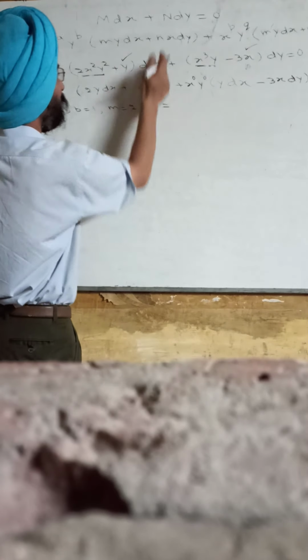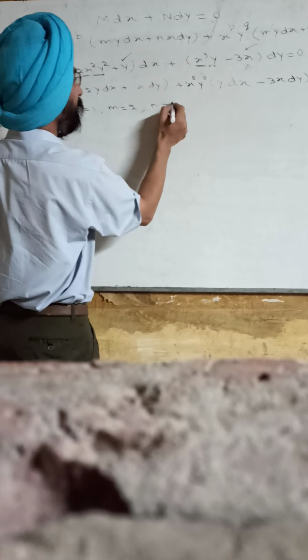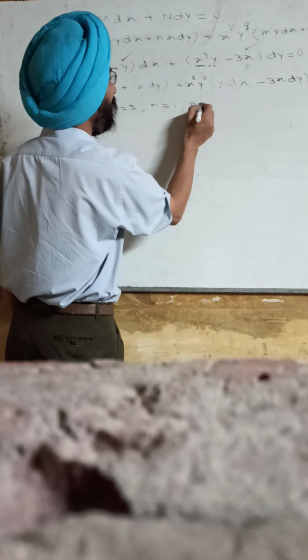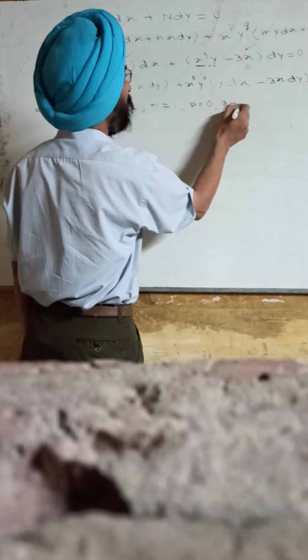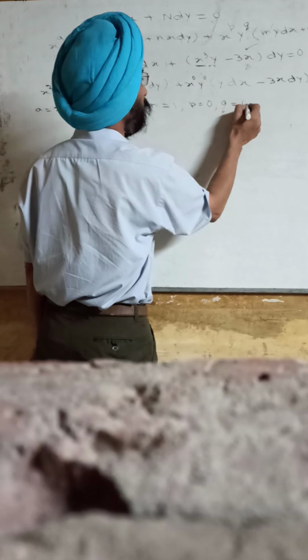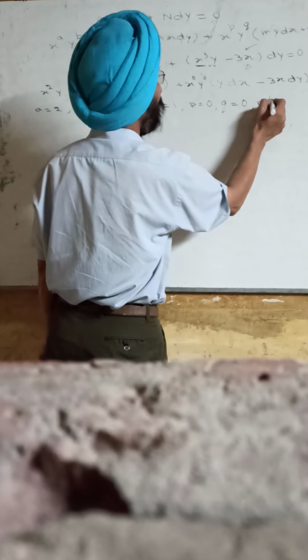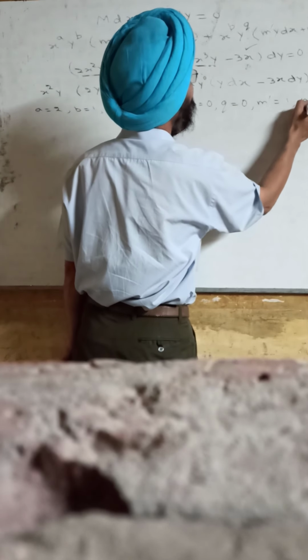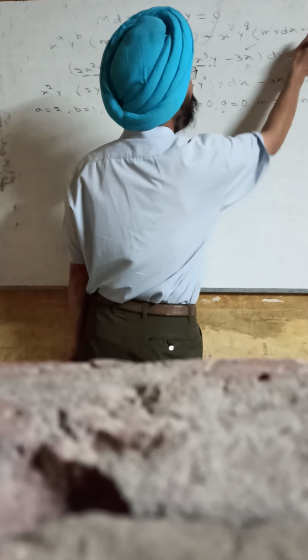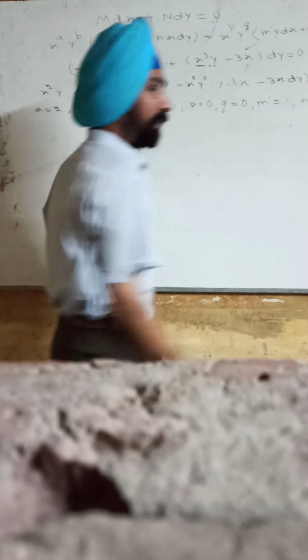Your n is 1. Your p is 0. Your q is again 0. Your m dash is 1. And n dash is minus 3.